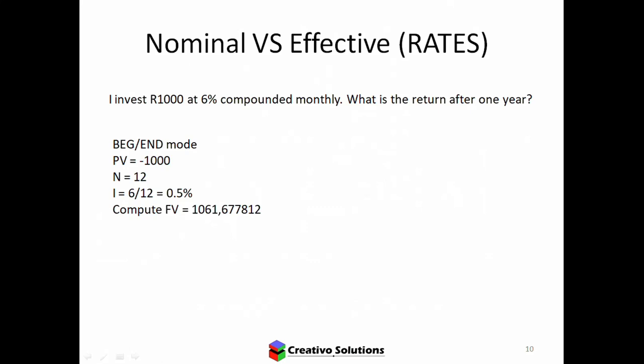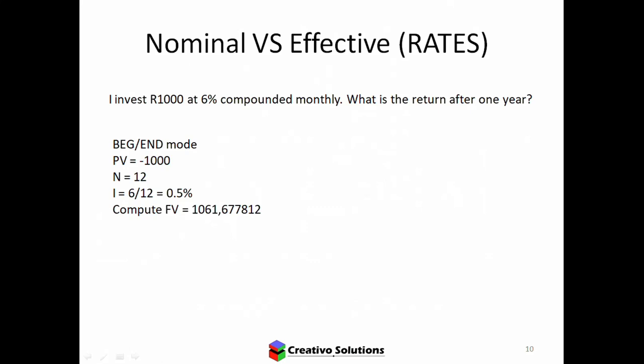When looking at I, again, because I've got 6% compounded monthly, it's important to use a monthly interest rate. So to calculate a monthly interest rate, you're going to be taking the 6% and dividing that by 12, which is the 0.5% compounded per month. And then we're going to be computing the future value. And if you solve for the future value, you'll see the answer that you get is 1,061.677812. Right, so is there a difference here?